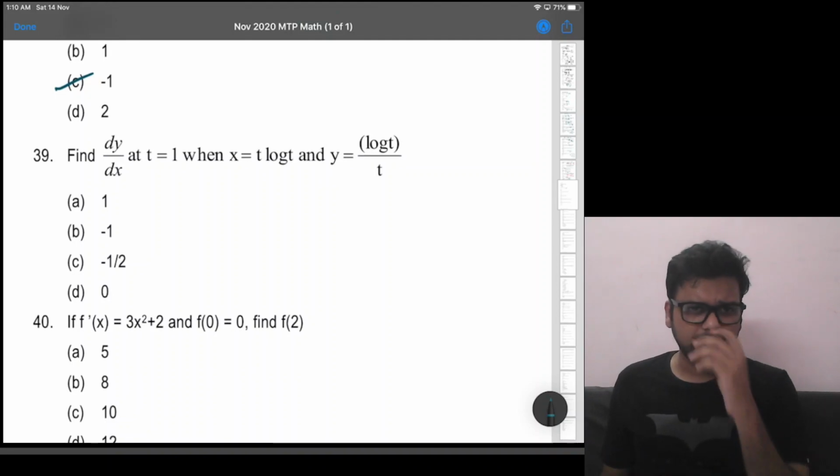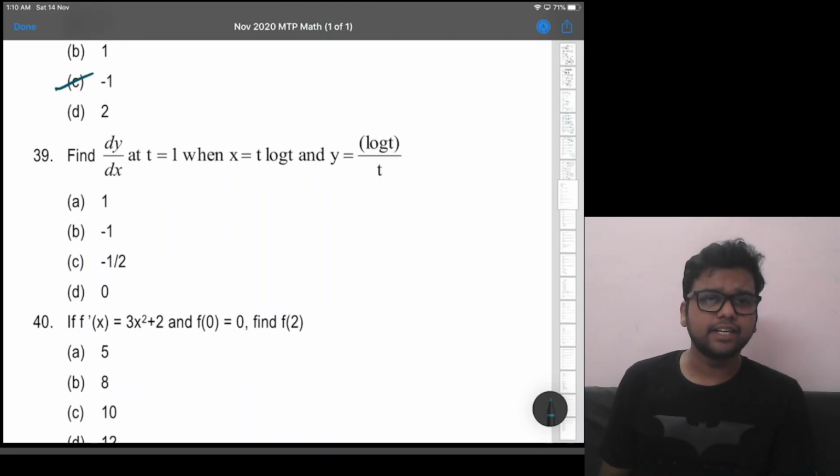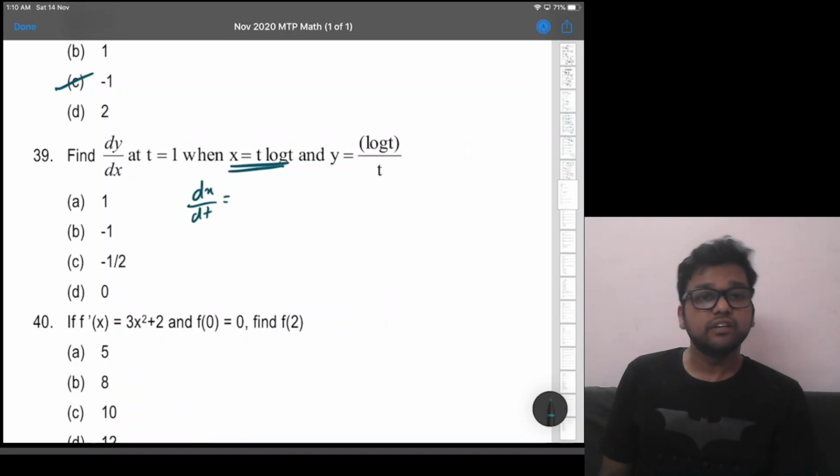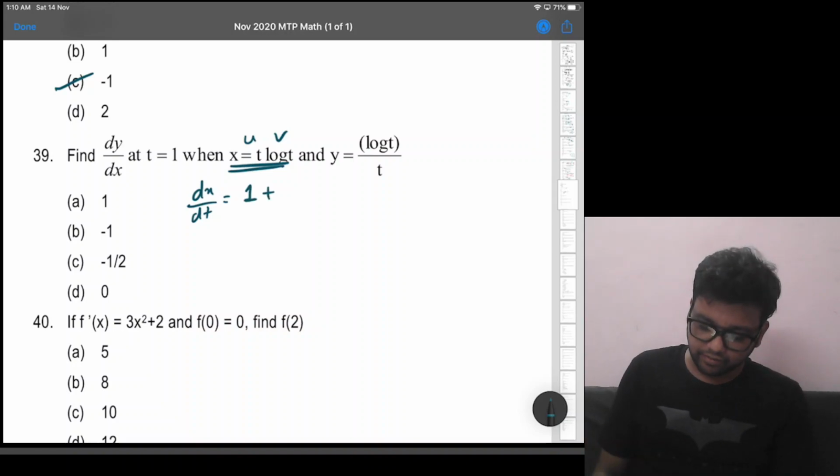39 is simple, parametric. Find dy by dx at t is equal to 1, when x is equal to t log t. So dx by dt will be what? t plus, see this is uv, right? So t into derivative of log t, which is 1 by t, so t into 1 by t is 1. Plus log t into derivative of t, that is nothing but log t.